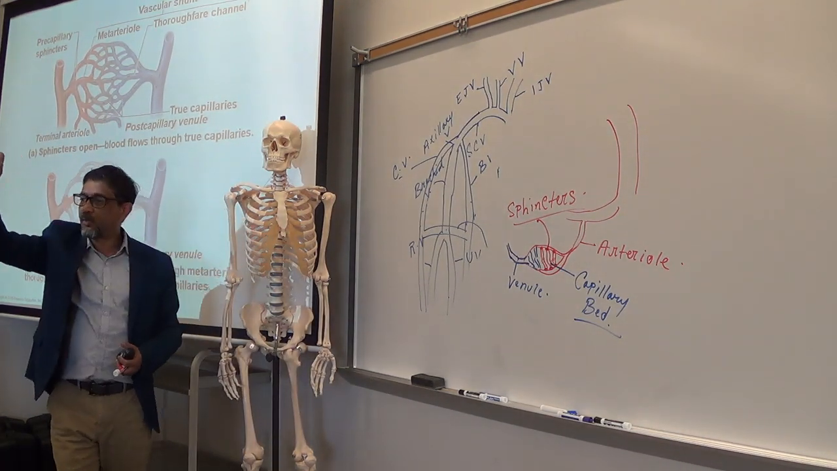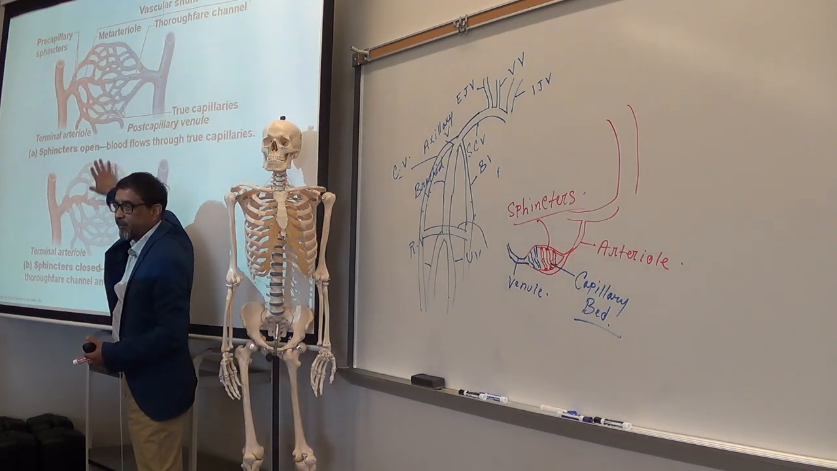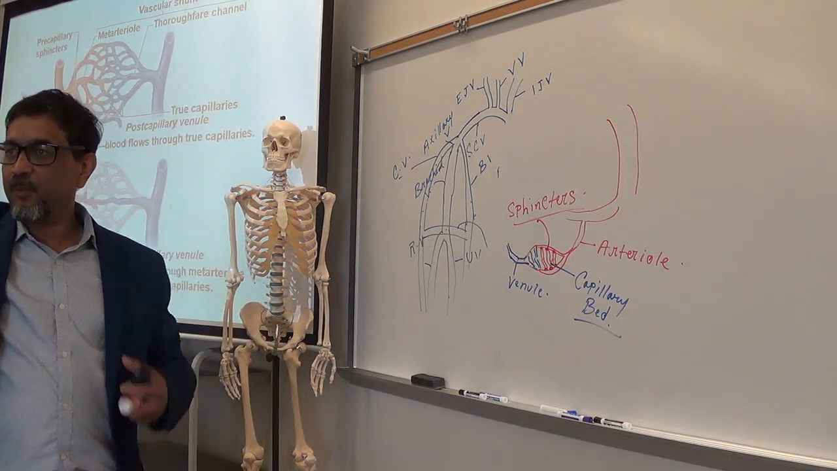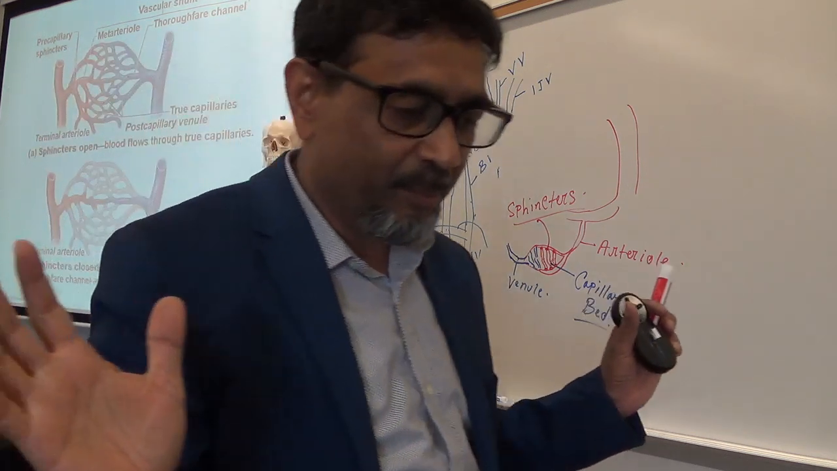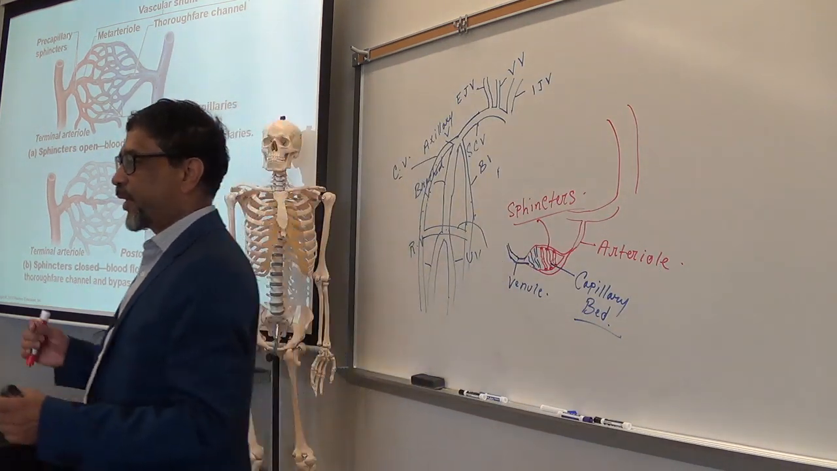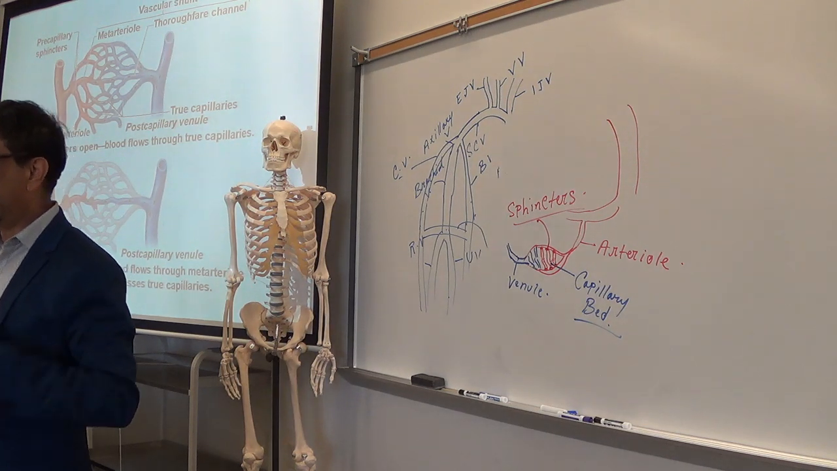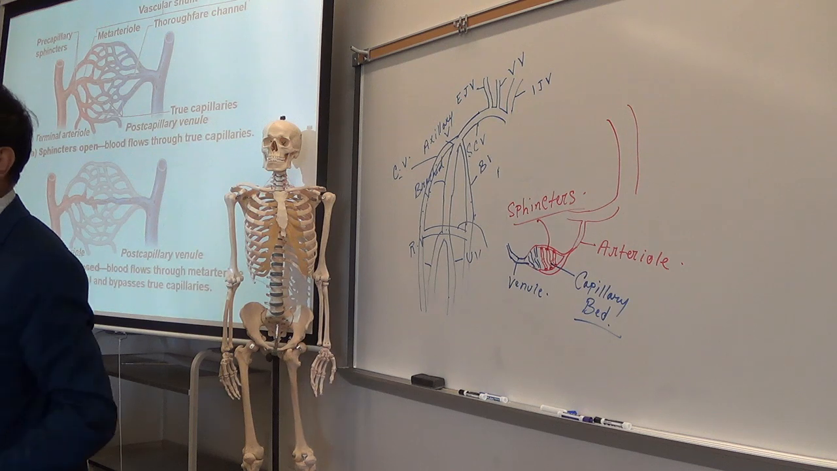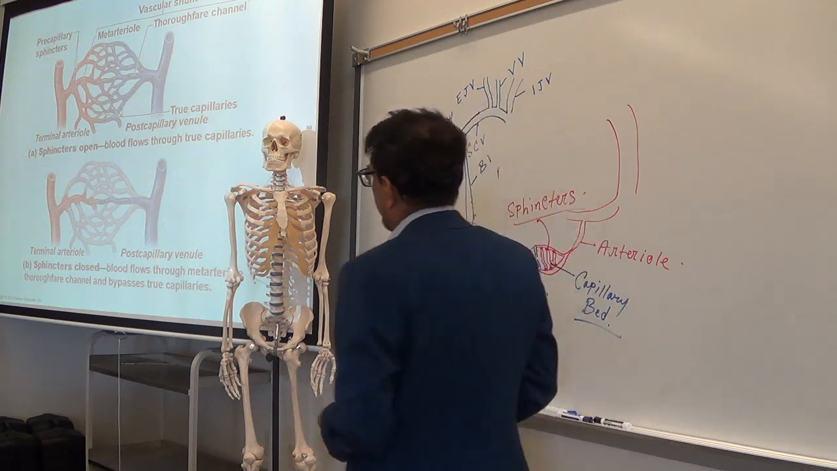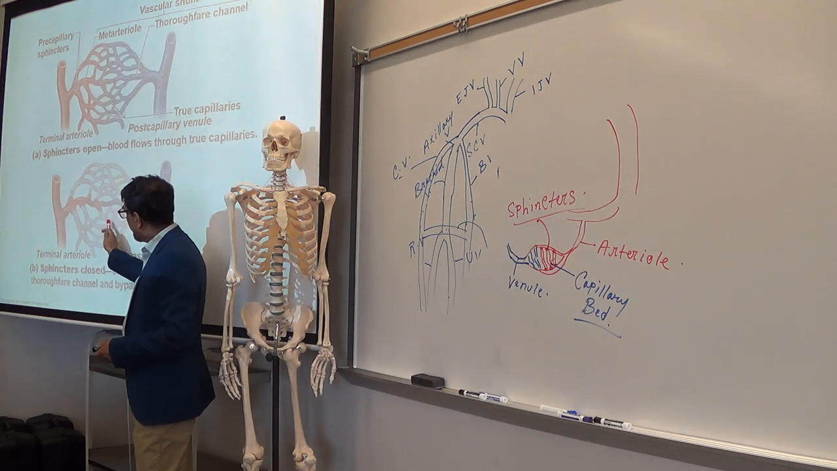When the sphincters are constricted, less blood will enter into the capillary network. Makes sense, right? When the sphincters are relaxed, dilated, more blood will enter into the capillary bed. So sphincters are very important. Now you tell me, when you do exercise, sphincters should be constricted or relaxed? So more blood should go to the muscle, right? To the tissue. So the sphincters regulate how much blood will circulate in the capillary bed.